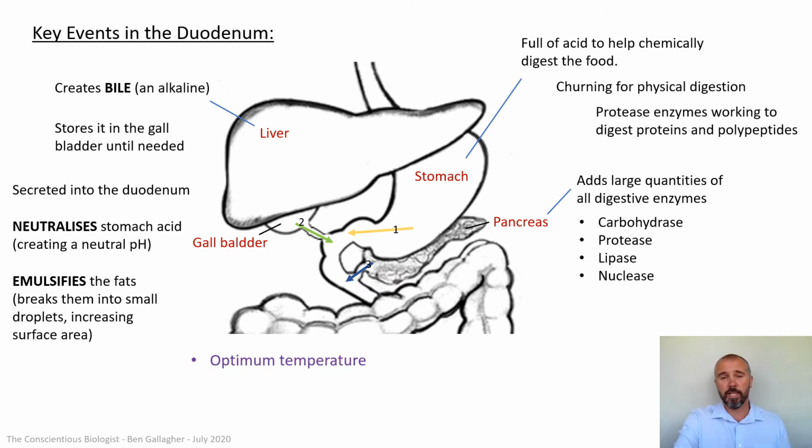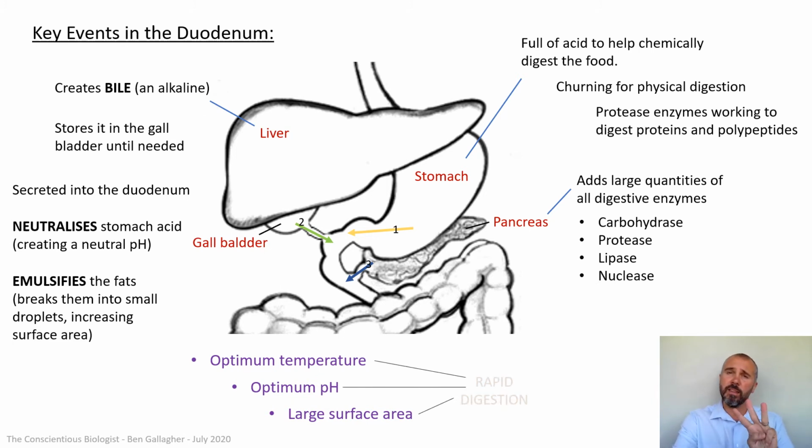So from these 3 events, what we've achieved is an optimum temperature, because it's inside the body anyway, so the temperature should be optimum for the enzymes. We've now got an optimum pH because of the neutralization caused by the bile. And we've got a very large surface area, not just because of the emulsification of fats, but the churning in the stomach and the chewing in the mouth, it's all helped to break it down and increase the surface area. These 3 things together mean we can have very rapid digestion at the start of the small intestine.